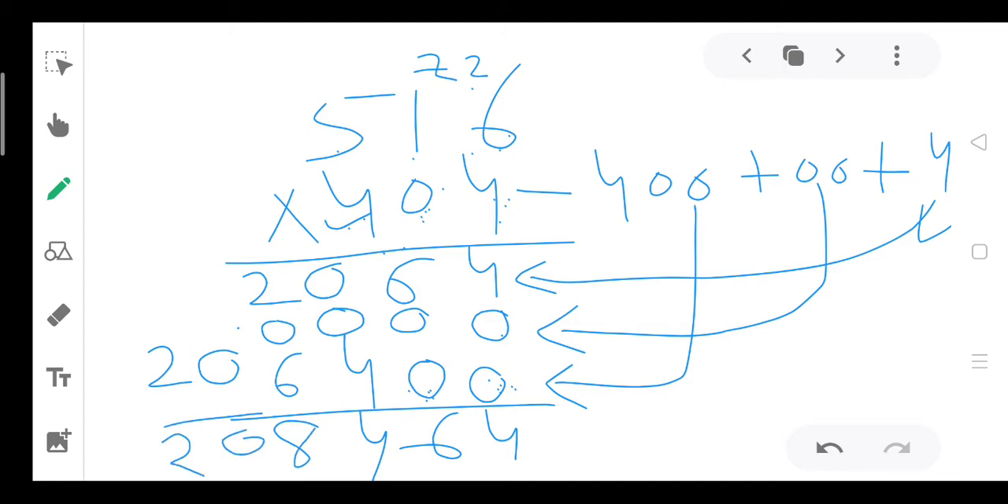So from 516 trees, how many mangoes can we pluck? We can pluck 2,08,464 mangoes.